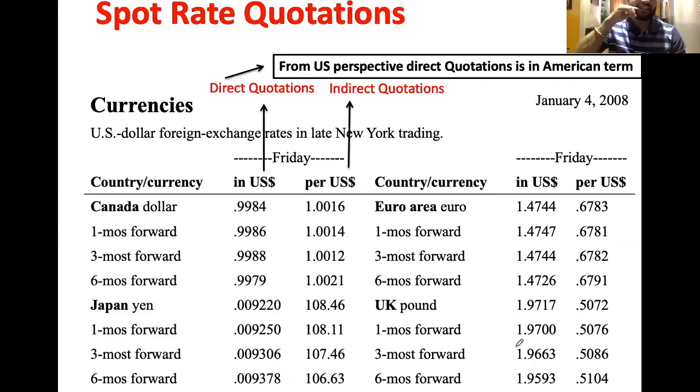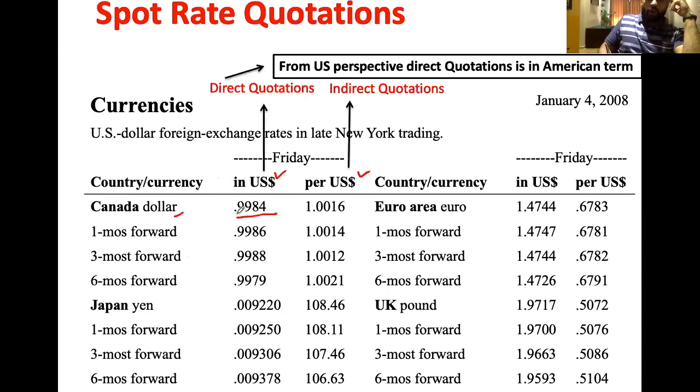So this is what you see when you go to the banks. I don't know, have you ever seen the quotations, the prices of foreign exchange in a bank? Next time when you go there, you check, it shows something like this, right? So look, here, this is currencies in US per US. So what does it mean?